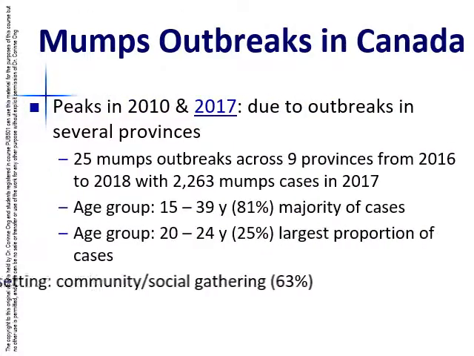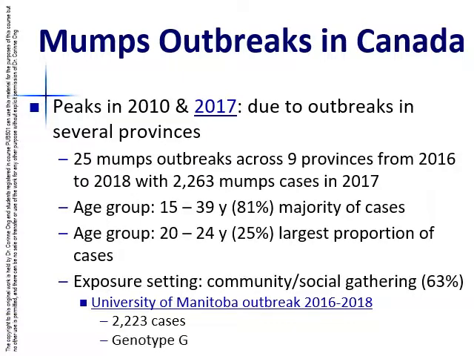As I mentioned on the last slide, the peaks observed in 2010 and 2017 were due to outbreaks. From 2016 to 2018, 25 mumps outbreaks occurred in 9 provinces, with 2,263 mumps cases reported in 2017. The majority of the cases were between the ages of 15 and 39 years, and a quarter of the cases were in the 20 to 24-year-old age group, which represented the largest proportion of cases. More than half of the cases were exposed during community or social gatherings.